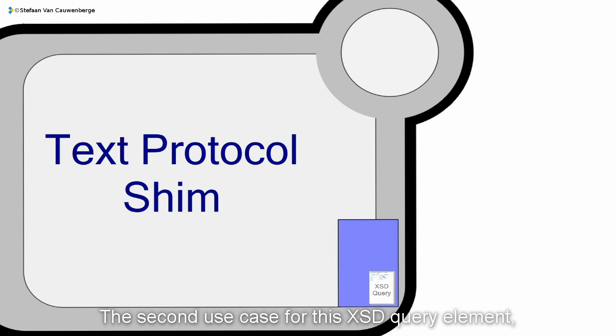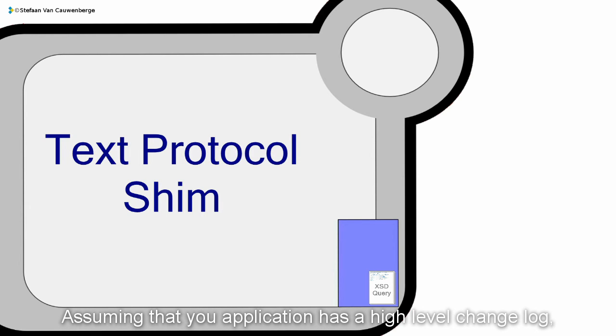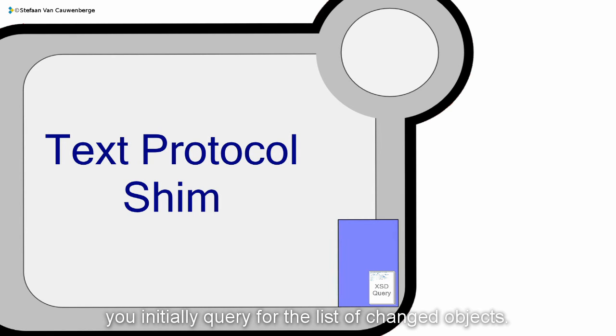The second use case for this XSD query element is for supporting querying for details. Assuming that your application has a high-level change log, you initially query for the list of changed objects. Then, for each result, the shim needs to query back for the new details of this object. This can be done using the XSD query element.